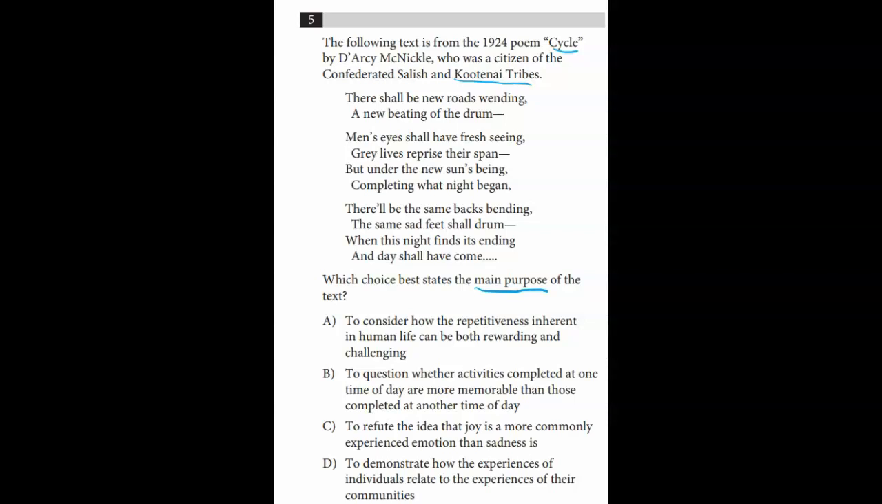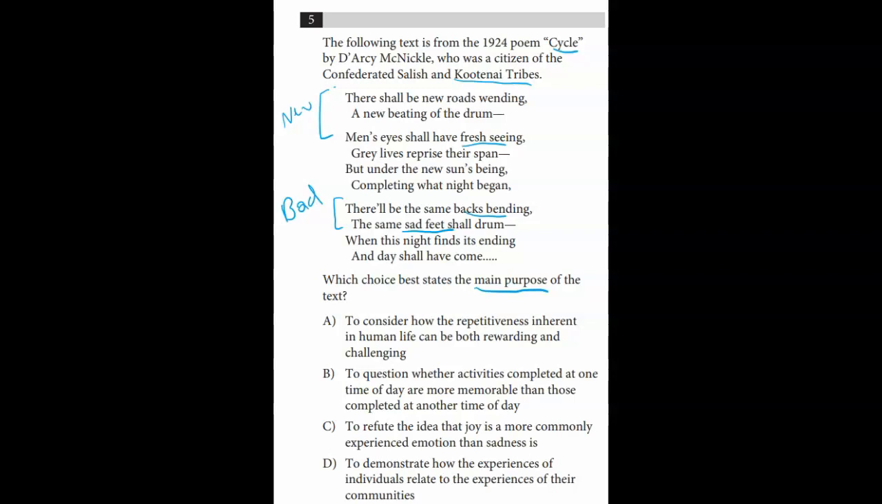The main purpose of the text. Well, reading it, I see that this is positive. There should be new roads, new beating of the drum, fresh seeing, new sun's being, completing what night began. But they also mention that at the same time, there's all going to be this new stuff, but you're going to have the same backs bending and the same sad feet shall drum. There's bad stuff too. So that's what I really see here. But let's look at the answer choices.